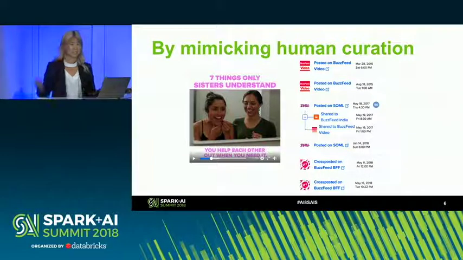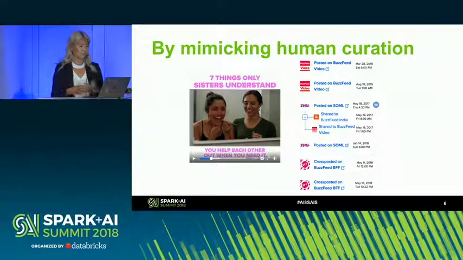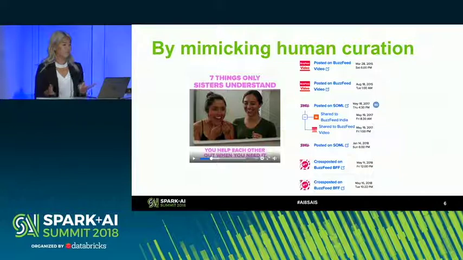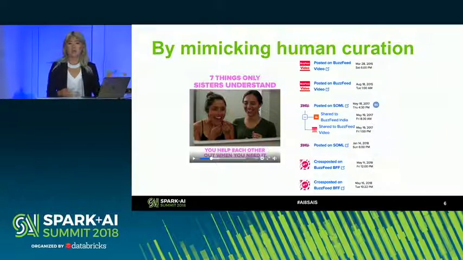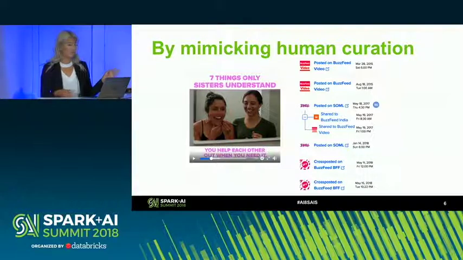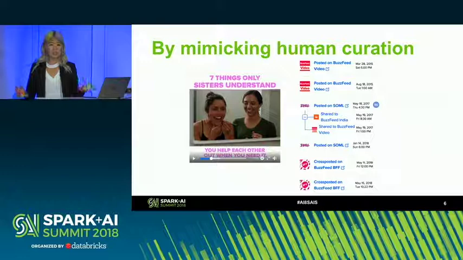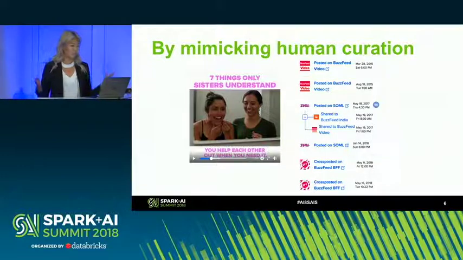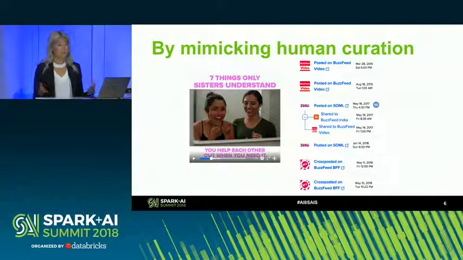So for example, there's this video that we made for Facebook called 7 Things Only Sisters Understand. And for this video, we have a whole log of past curation decisions. First it was posted on our BuzzFeed video page on Facebook, and this was in 2015. And then a few months later, some curators decided to post it again on BuzzFeed video, because this is content that can be posted again in the future.